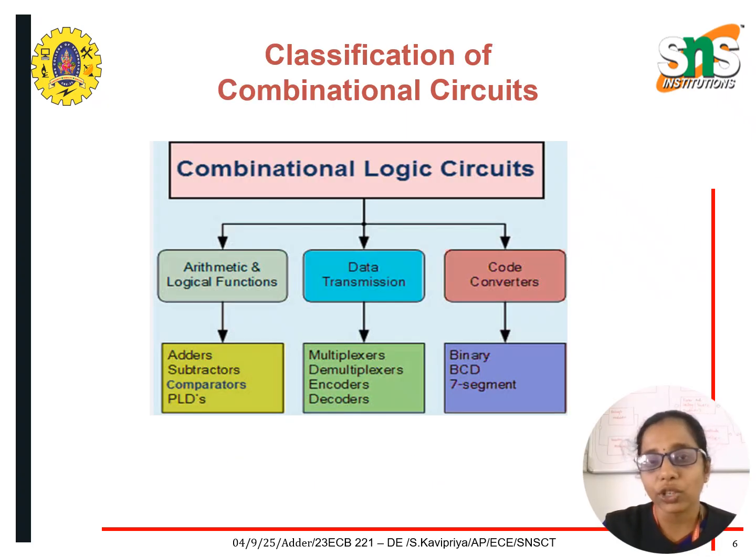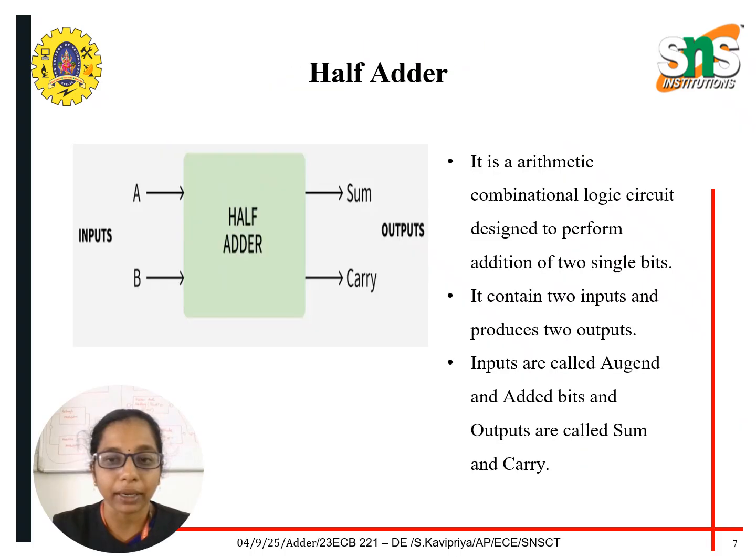And this is the classification of combinational circuits. It is broadly classified into three categories: arithmetic and logic function, data transmission, code converters. Adder, subtractor, comparators, PLDs come under arithmetic and logic function. Mux, demux, encoder, decoder come under data transmission. And for the code converters, we have binary, BCD, 7 segment.